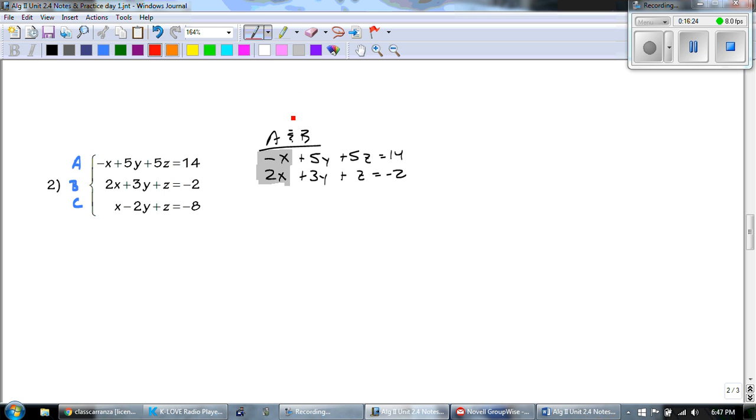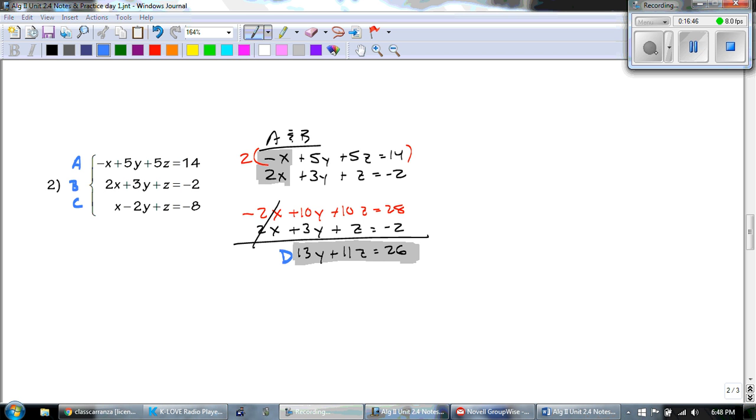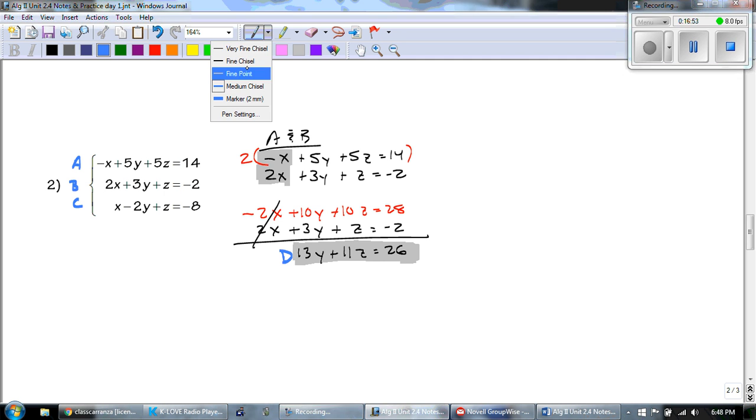What do we have to multiply the top equation by? Yeah, by 2. So I want you to multiply by 2 and then tell me what your new equation is going to be. All right, go ahead and pause the video and good luck. Okay, so you should have gotten 13y plus 11z equals 26. Okay, so now we need to do B and C.